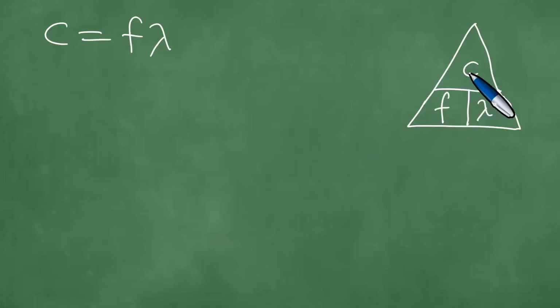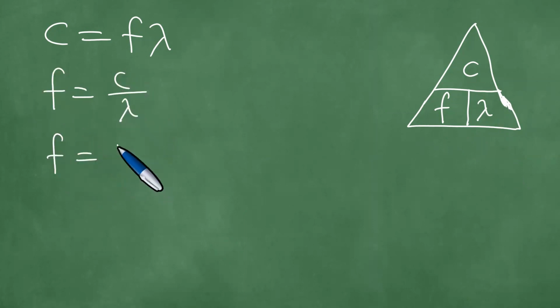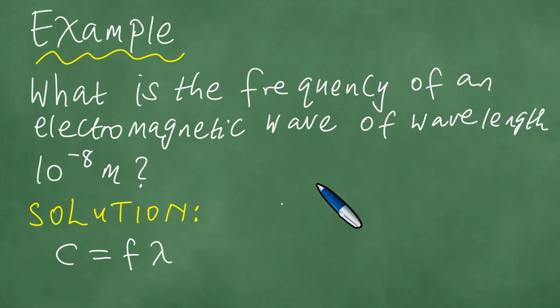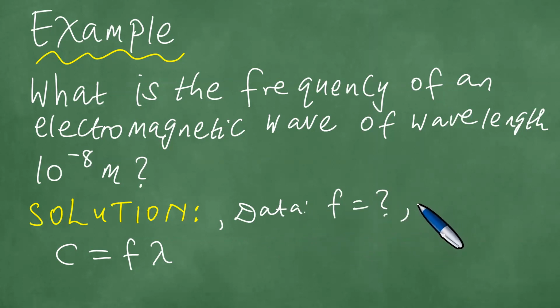So F is C over lambda. In other words, F is C over lambda. So in the end, C is what? It is 3 times 10 to the 8th power meters per second. And the wavelength, what is the wavelength? We remember the data that we need, they are asking what is the frequency. The wavelength is times 10 to the minus 8.